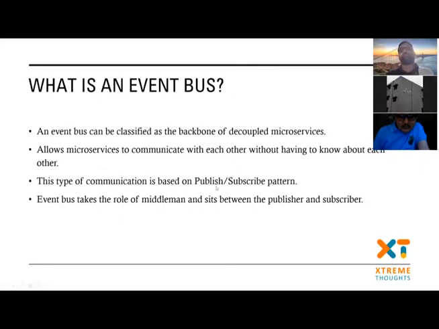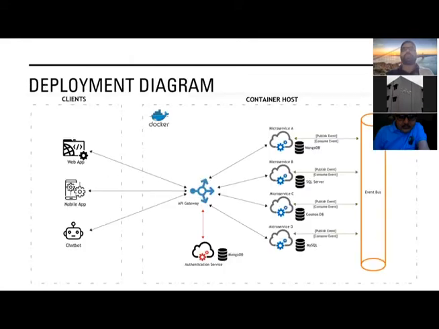This is a type of pub sub or publish subscribe pattern. Event bus takes the role of middleman and sits between publisher and subscriber, right? As we saw in that diagram. So I'll bring that diagram again over here. So this event bus, this is what we are talking about. So it publishes and consumes. Microservice A isn't aware whether microservice B, C, D exist. It just says that okay, this is the event. If you're interested, just grab it.